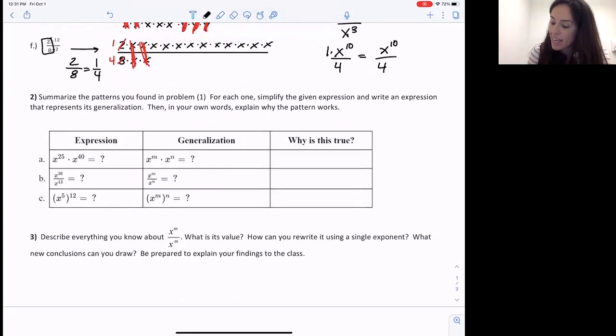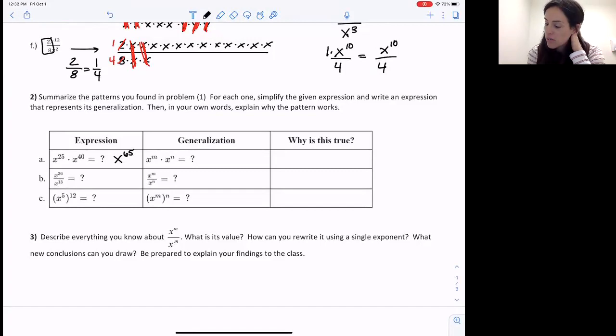Okay, I've got x to the 25 times x to the 40. What if I had that? Well, I'm not going to write out 25 x's and 40 x's. That would be crazy. But I can imagine in my head what would happen if I did that. If I had 25 x's and then 40 x's, how many x's would I have altogether? Well, I would have 65 x's multiplied together. What did we do? We added the exponents.